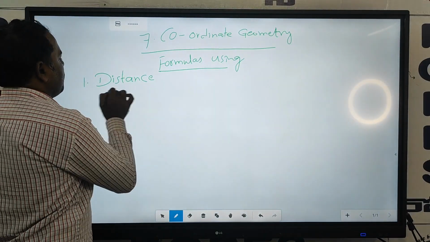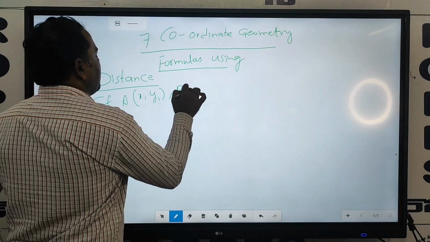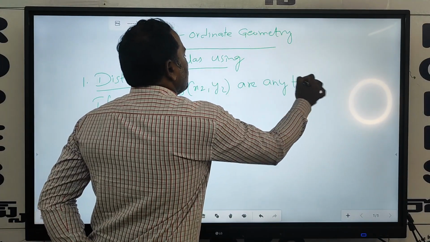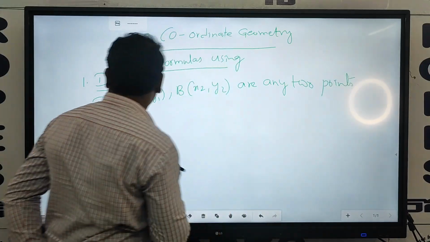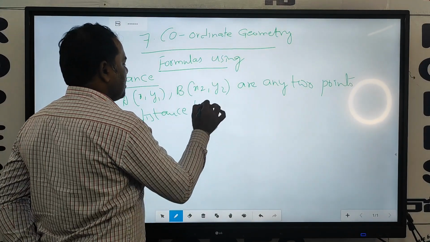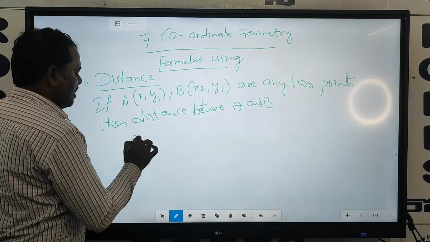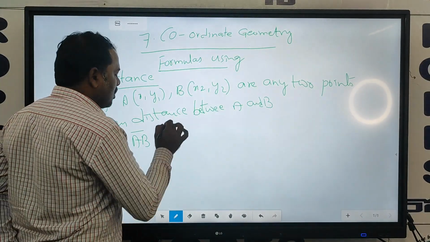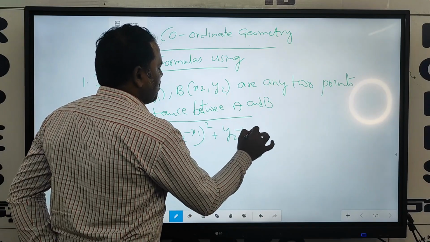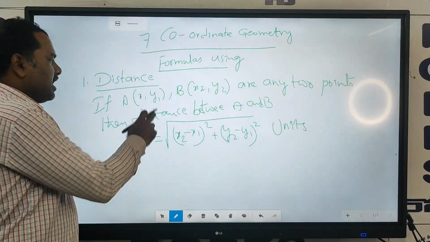Finding distance. If A(x1, y1) and B(x2, y2) are any 2 points, then the distance between A and B, AB bar, is equal to square root of (x2 minus x1) whole square plus (y2 minus y1) whole square units. This is the distance between the 2 points.